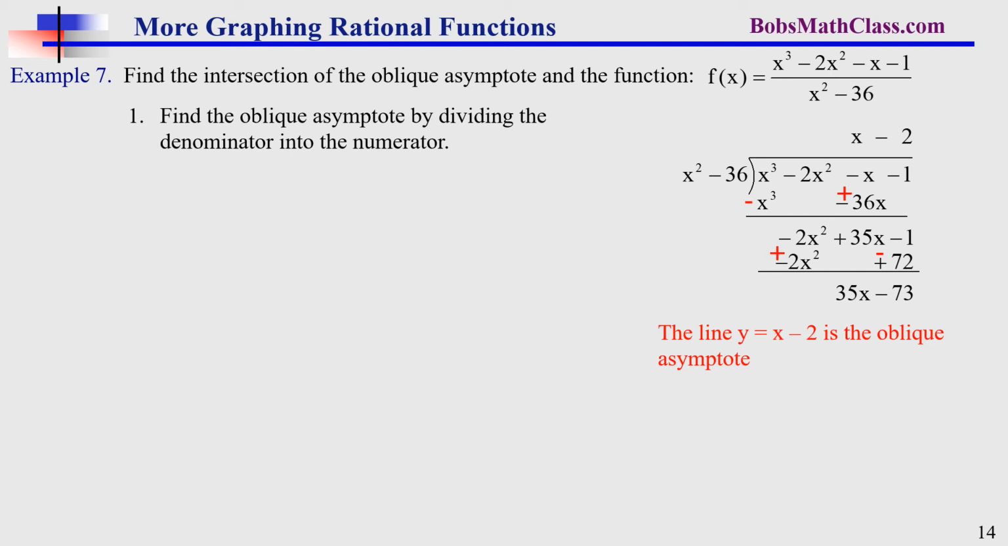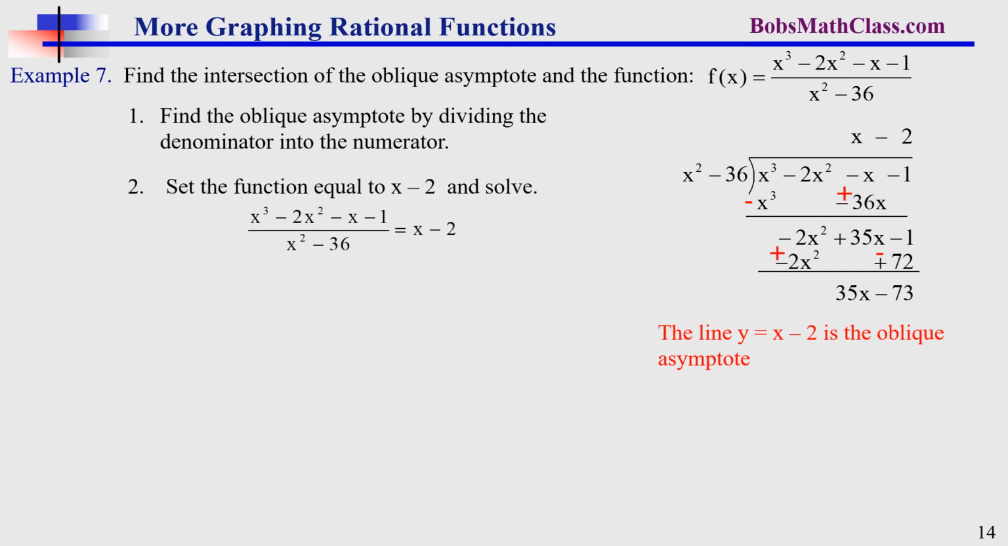Now we're trying to find out, does the function intersect it? So we're going to set the function equal to x minus 2. Put a 1 underneath the x minus 2 and then cross multiply. So on the right, we're going to have x minus 2 times x squared minus 36. On the left, it's that numerator times 1, which is the same thing.